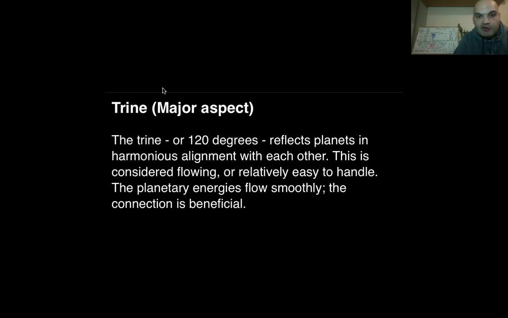So the last major aspect we're going to concentrate on is the trine, or 120 degrees, which reflects planets in harmonious alignment with each other. This is considered flowing or relatively easy to handle. The planetary energies flow smoothly. The connection is beneficial.